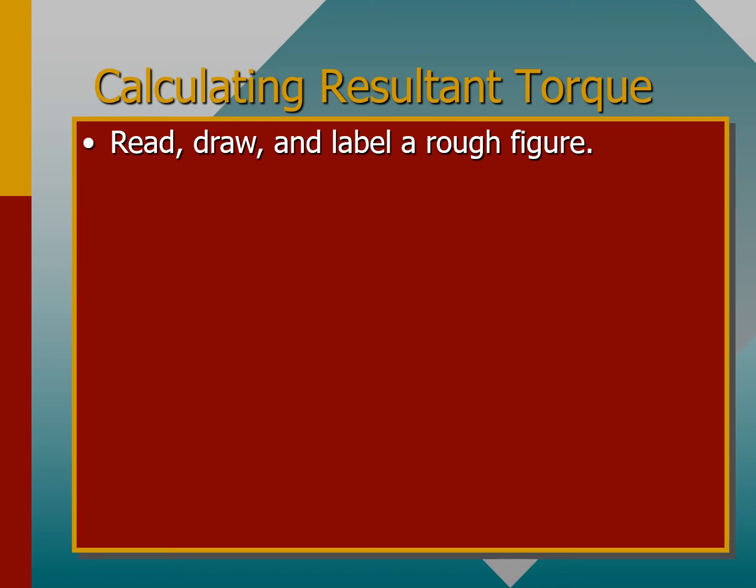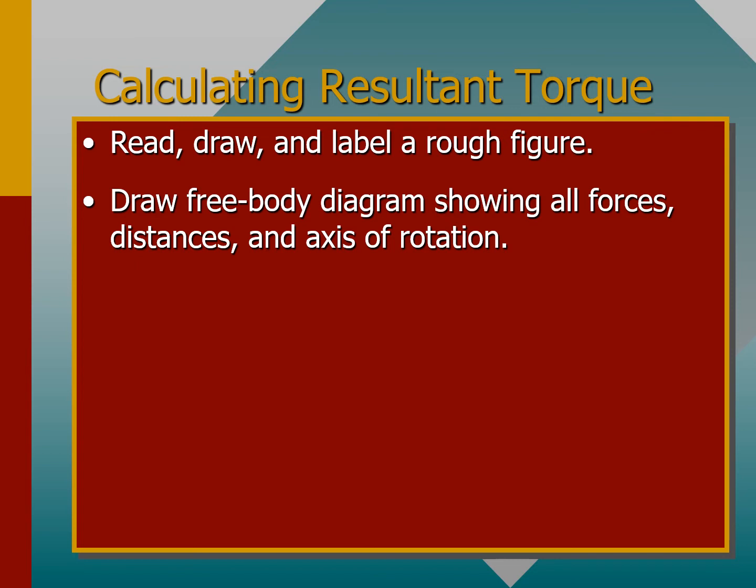Read the problem, draw a picture, and then label a rough figure. Draw a free body diagram showing all forces, distances, and axis of rotation. This in the lab we're going to call an extended free body diagram, because instead of just a point, you're going to have to actually draw a picture.